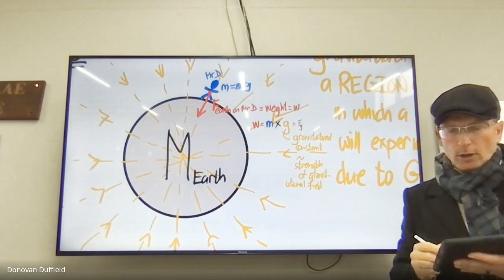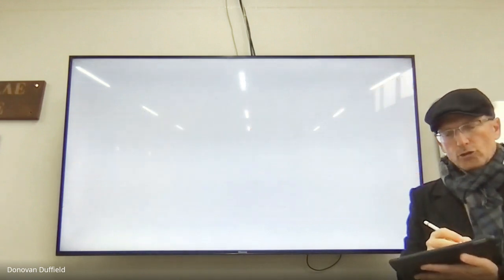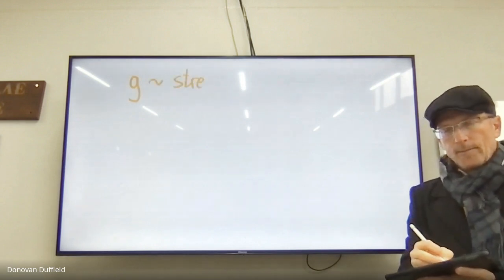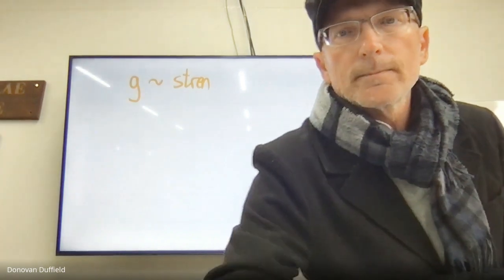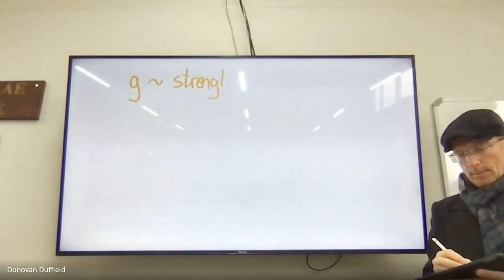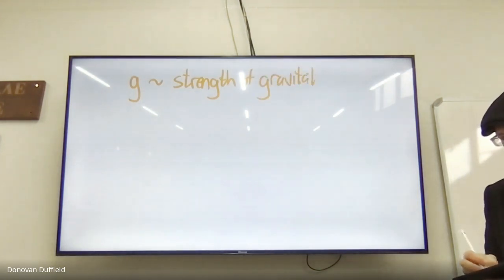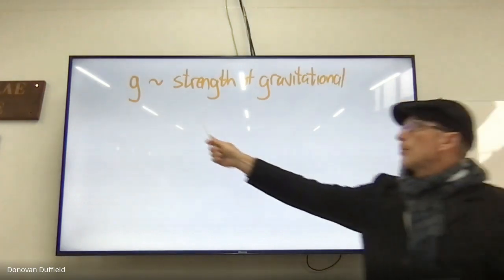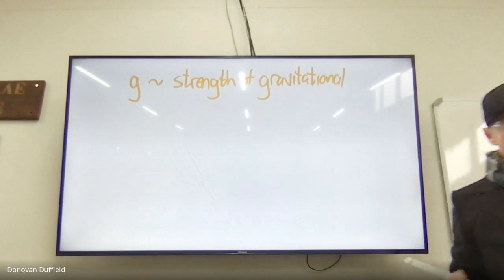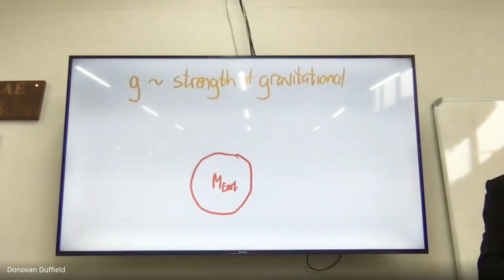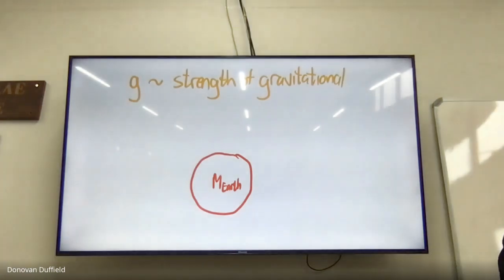So if I look here, I say, okay, G is dependent on the strength of the gravitational field. This little squiggle here represents dependent. But now let's think about a planet. We've got a planet, and let's say this is the mass of the Earth, and let's say we've got the moon, and this is the mass of the moon.